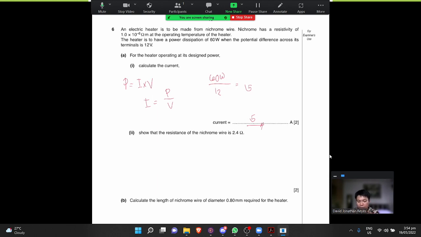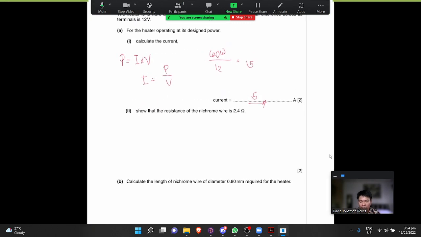Now show that the resistance of the nichrome wire is around 2.4 ohms. How are we going to do that? We have a lot of different approaches, but I'll go with the very basic. Let's use V equals I times R, the equation for voltage. Then solve for resistance. Make R your subject. So that's R equals V over I. That's 12 volts all over 5. 12 divided by 5, you get 2.4. Same as the one given.